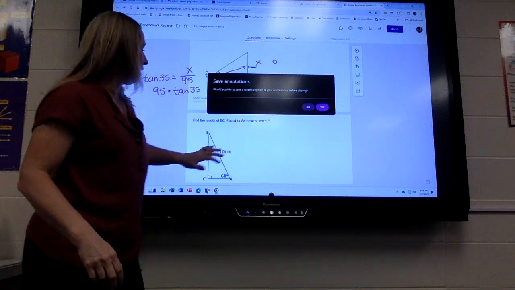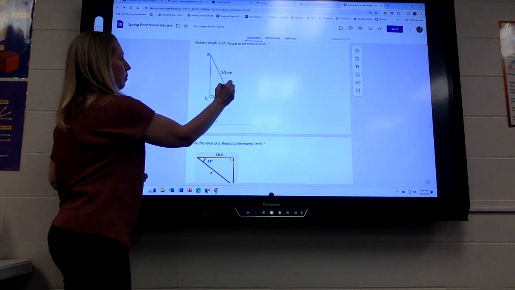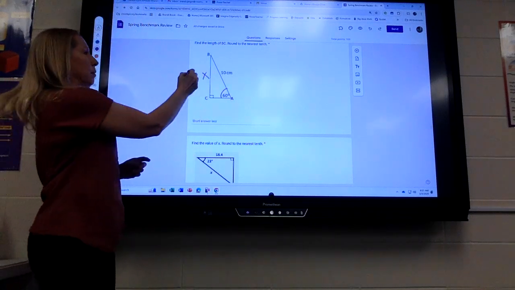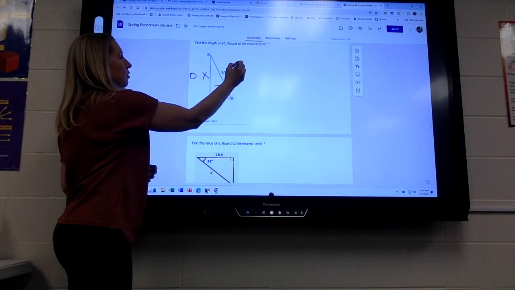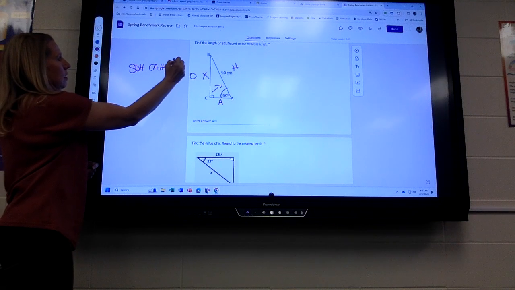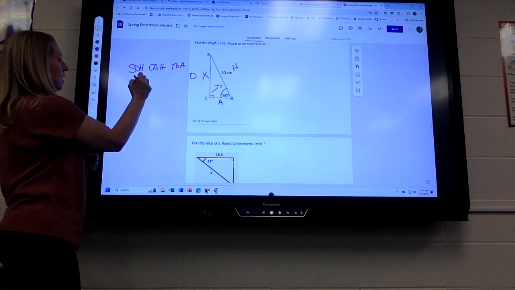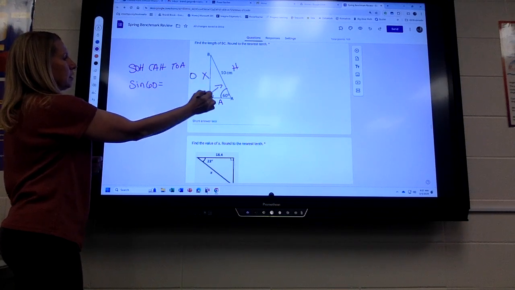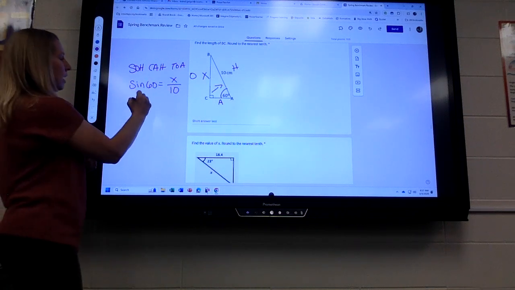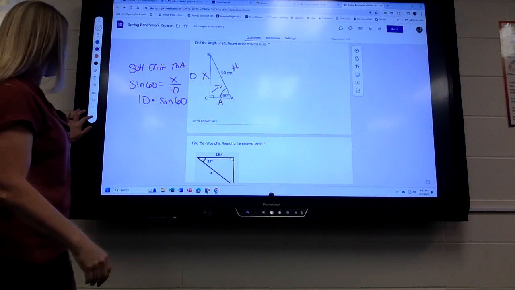On the next one, we do not have an opposite. Or wait, what are we trying to find? Oh, we're trying to find BC, so we're trying to find the opposite. This is the hypotenuse. We do not have an adjacent. SOHCAHTOA. The only one without an adjacent is sine. So sine 60, opposite over hypotenuse, x over 10. 10 is on top, so multiply. 10 times sine 60 in your calculator.